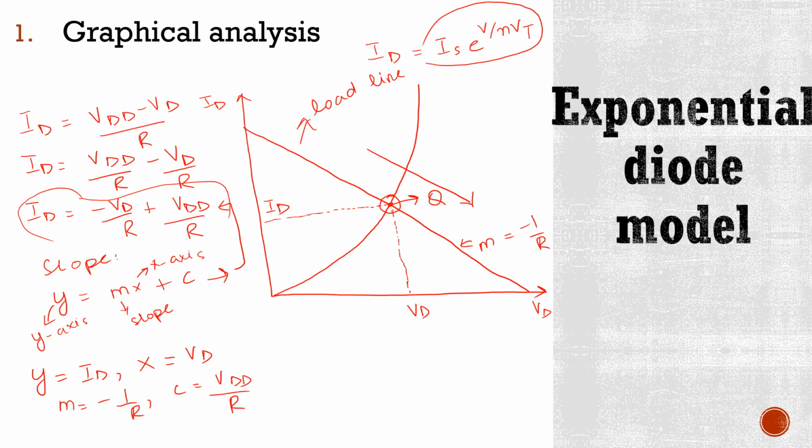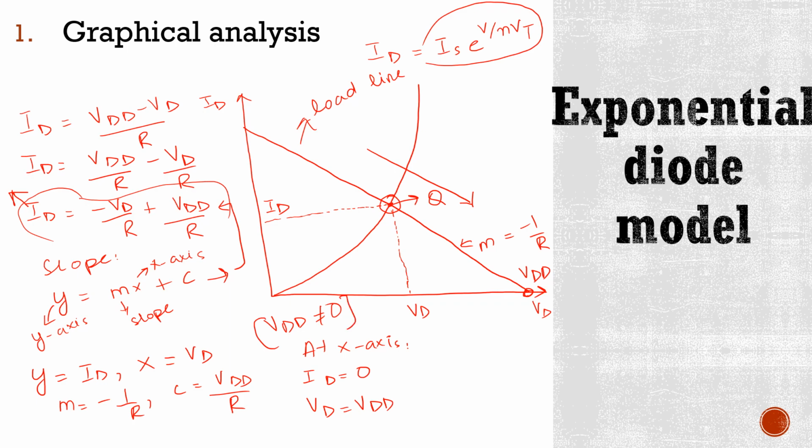Okay, now look at the x-axis. At the x-axis, we know that ID is equal to 0. Now, if we put ID equal to 0 in this equation, what will we get? We'll get VD is equal to VDD. Okay, so at this point, we will write VDD. Now, note that this VDD can never be 0. Why? Because it is a source.